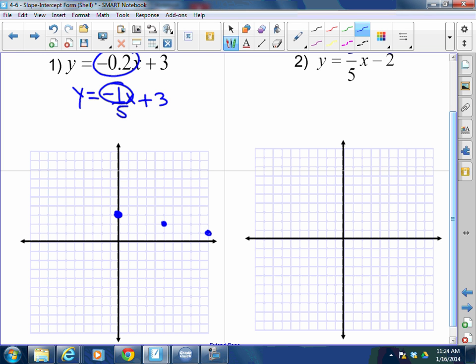Now I'm going to go backwards. So backwards would be I'm going to go up 1 over 1, 2, 3, 4, 5 to the left.